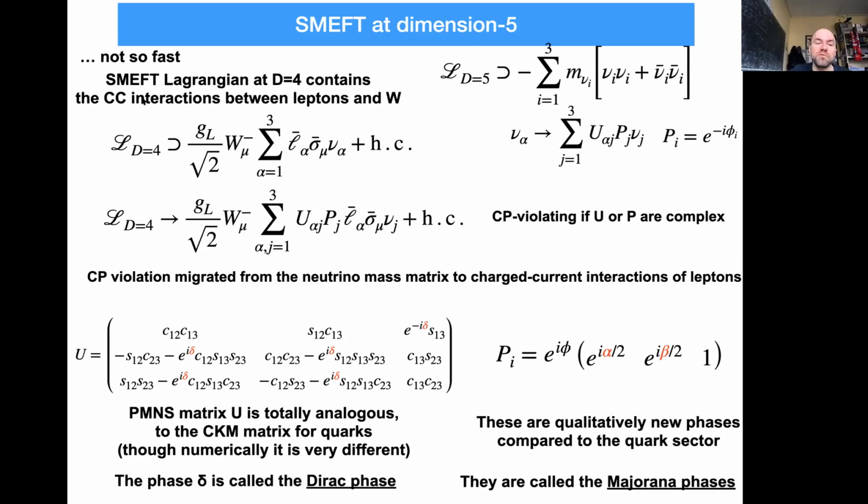And what we do in the standard model Lagrangian is we use all these phase redefinitions and rotations to make the interactions between the charged leptons, like electrons and muons and taus, and neutrinos flavor diagonal. So every lepton in the d equals 4 Lagrangian interacts only with its own neutrino. So electron interacts with electron neutrino, muon with muon neutrino, and so on.